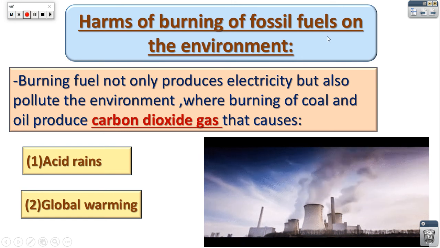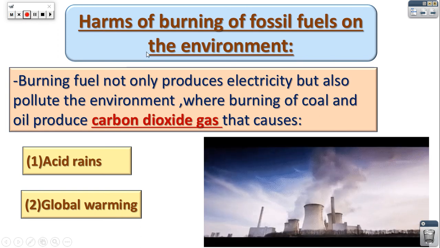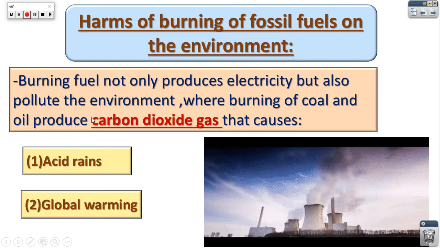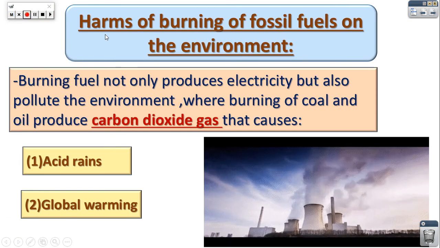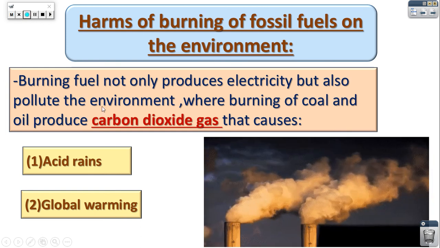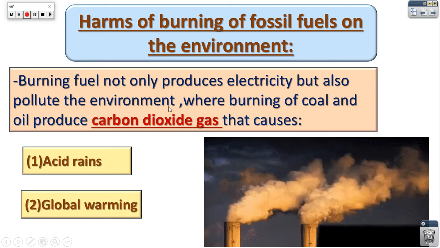Harms of burning the fossil fuel in the environment. In the last slide, we talked about harms of fossil fuel on the human health, and it causes what? Irritation to the lungs and eyes, and damage to the tissues of the respiratory system. Now we are talking about the harms of the burning of fossil fuel in the environment. Burning of fuel not only produces electricity, but it pollutes the environment as we know.